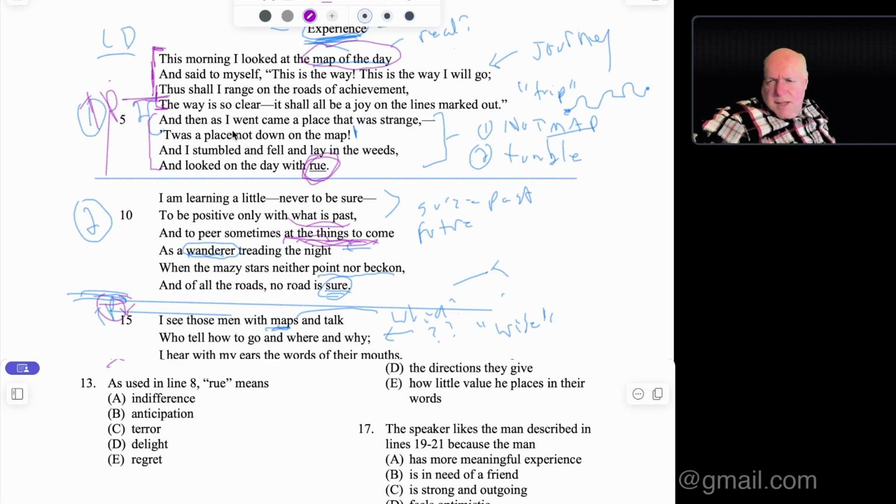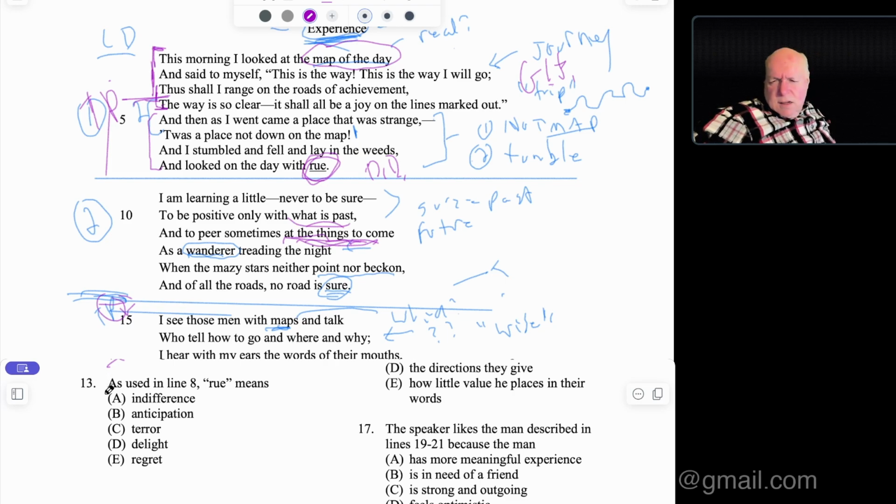So let's read that last part. "And then as I came at a place that was strange, towards a place not down on the map, and I stumbled and fell and lay in the weeds and looked at the day with rue." Right? So above here, he's all gung-ho. I'll put GH up here. He's gung-ho. And down here, he's got a little Debbie Downerness to him. He's maybe frustrated. He's like, man, what happened here? Right? So he looked at the day with rue, right? He didn't say, wow, that was fun, I got lost and fell, right? He wasn't going to say that. He was going to say something contrary, or even the opposite of that.